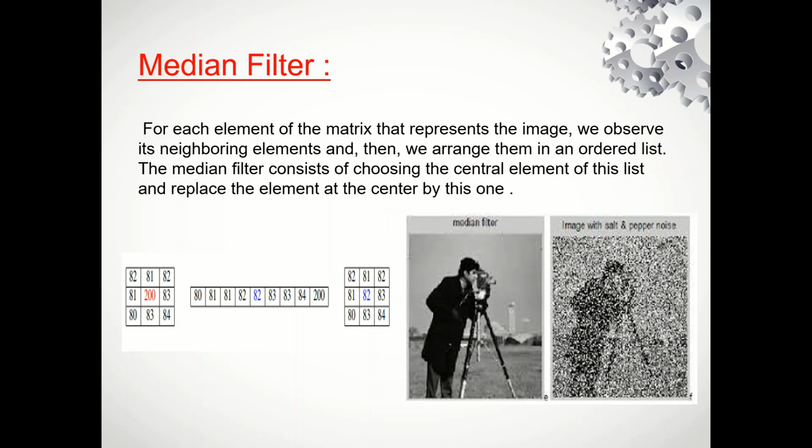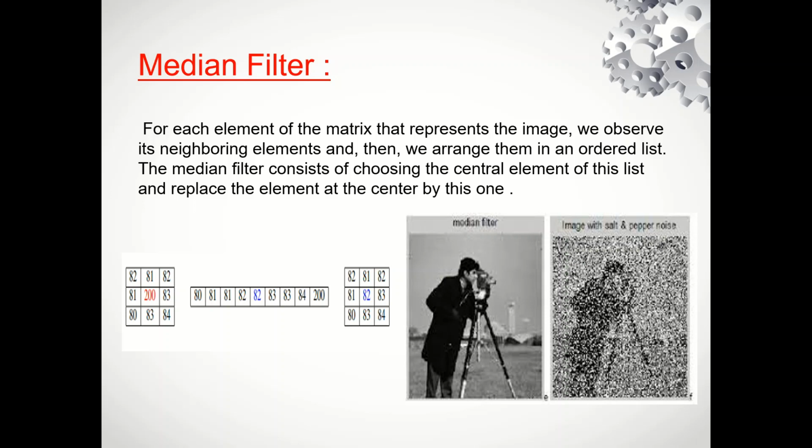The second method is the median filter. For each element of the matrix that represents the image, we observe its neighboring elements and then arrange them in an ordered list. The median filter consists of choosing the central element of this list and replacing the element at the center by this one. As shown in the figure, 200 is replaced by the median value 82.